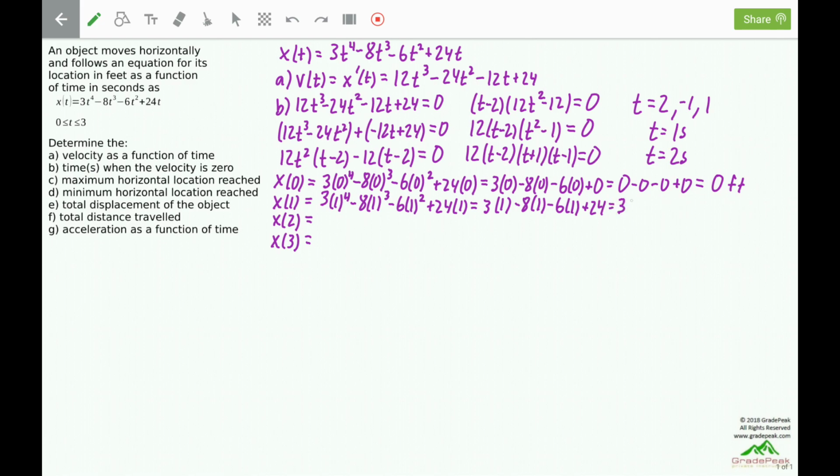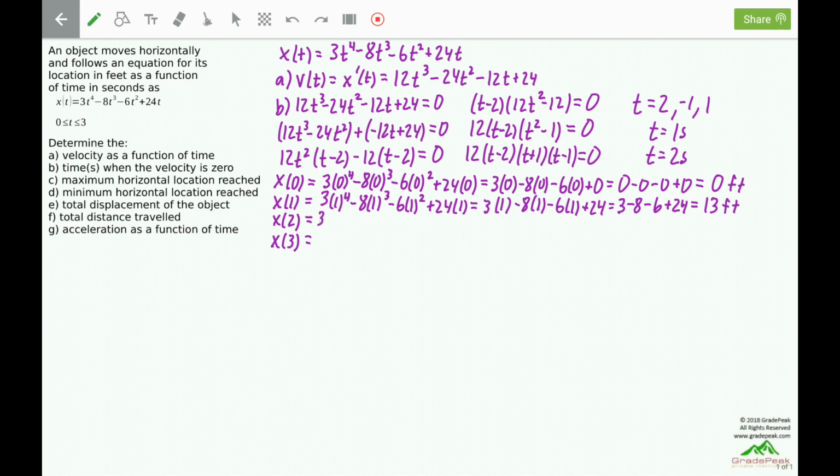3 times 1 is a 3. Minus 8 times 1 is a minus 8. Minus 6 times 1 is a minus 6. And then plus 24. 3 minus 8 is a negative 5. Negative 6 more will make a negative 11. Plus the 24 will be 13. So it'll be at a position of 13 feet.